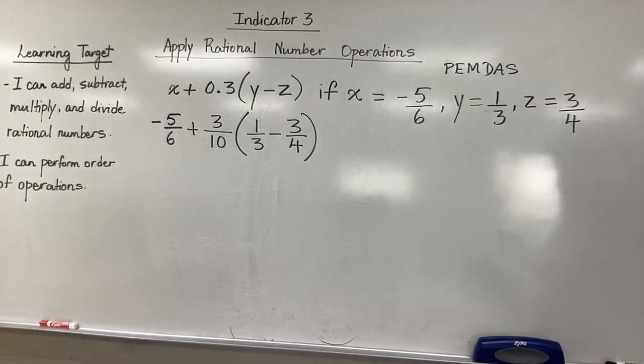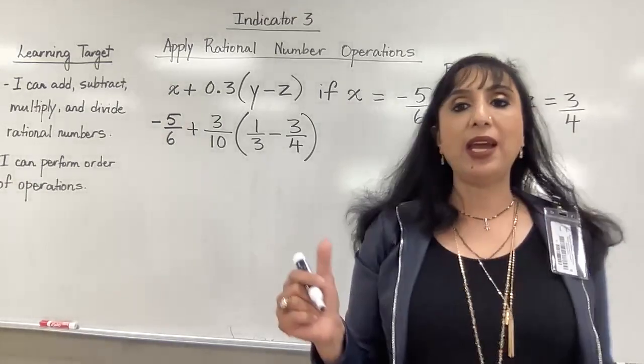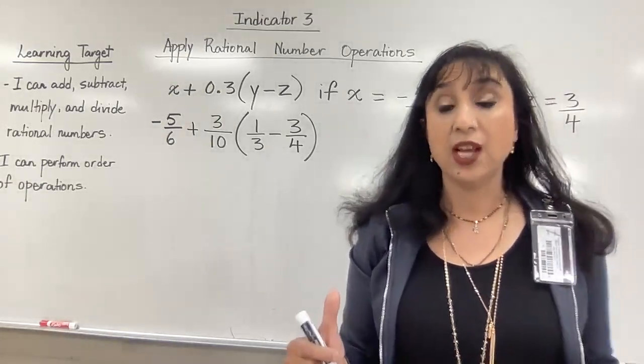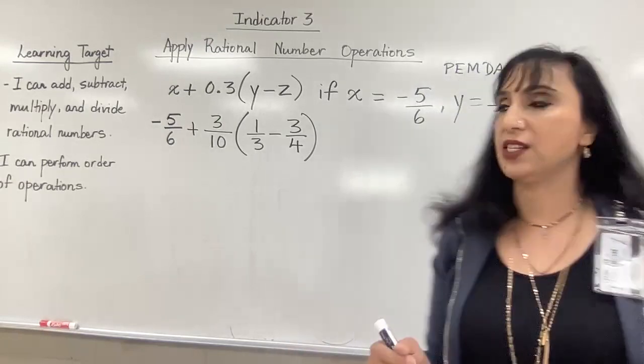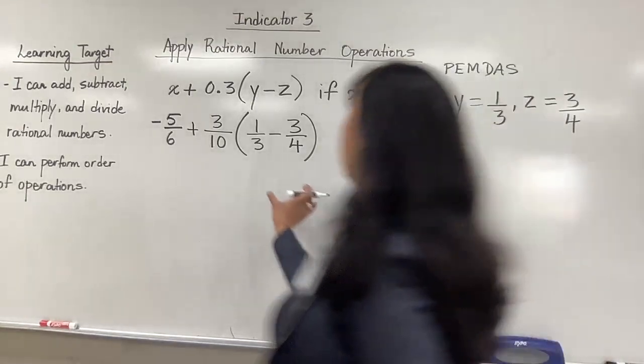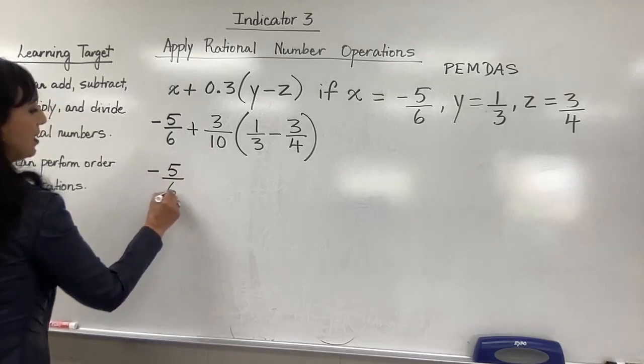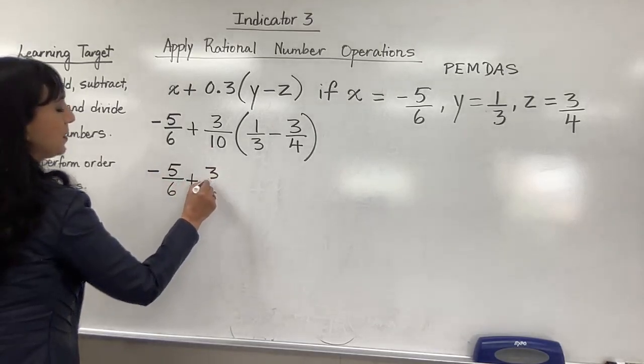All right, now after that I am going to look at my order of operations. Do I have parentheses? Absolutely. So that's what I am going to solve first. So I have 1/3 minus 3/4 in the parentheses, so I'm going to solve this part first. So bring everything else down as is so that we don't mess up our steps.